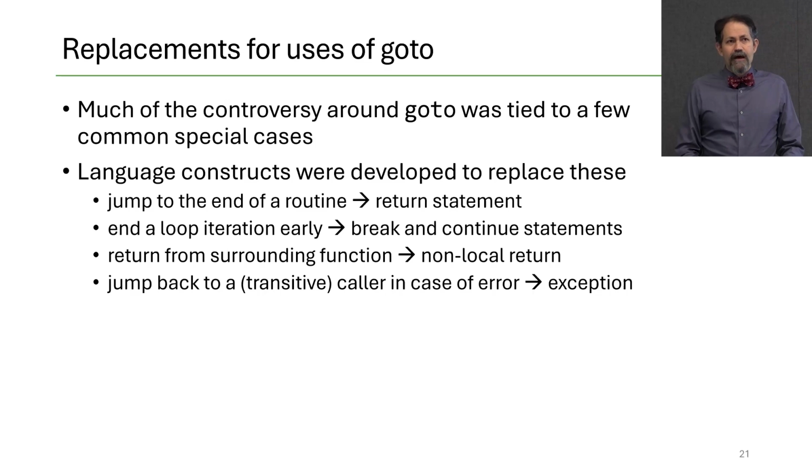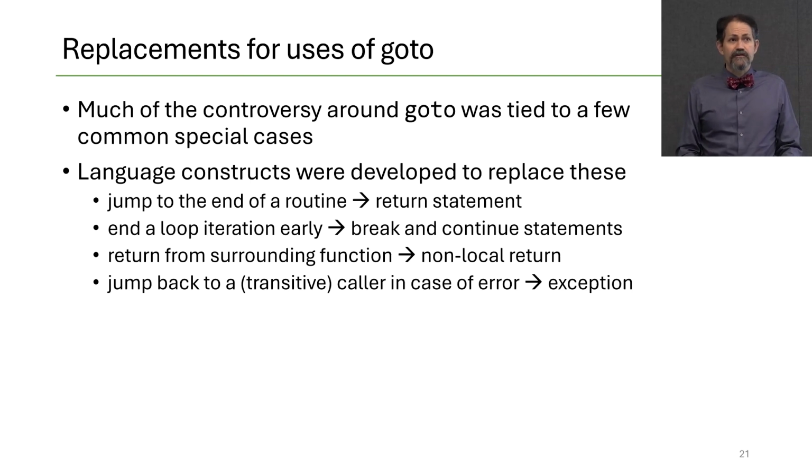A lot of the controversy about goto was tied to a few common special cases that it was felt goto was particularly useful for. However, language constructs were developed to replace these, enabling us to write the programs we want to write without using goto. An example is that goto was used to jump to the end of the routine when we're done. But we use return statements that can appear anywhere in the function to do that instead.